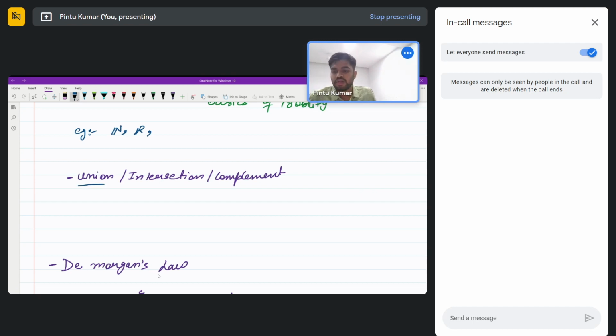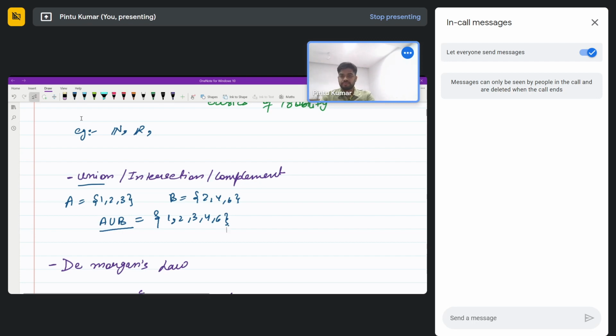So let's say you have a set A and a set B. A union B means you will include elements of both sets A and B. If an element is either in set A or in set B, then it would be an element of A union B. So A union B would look something like 1, 2, 3, 4, and 6.